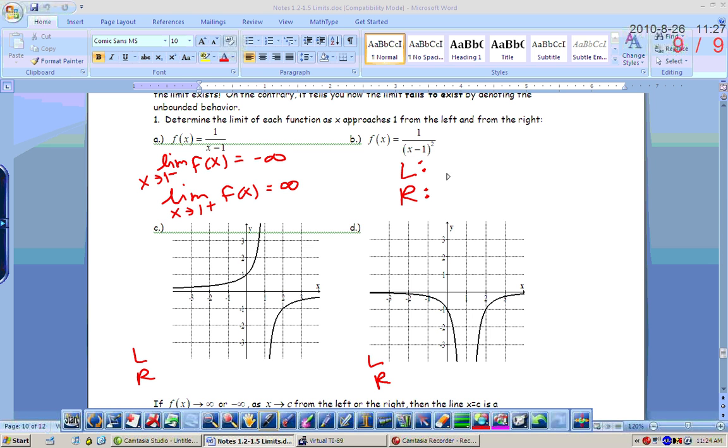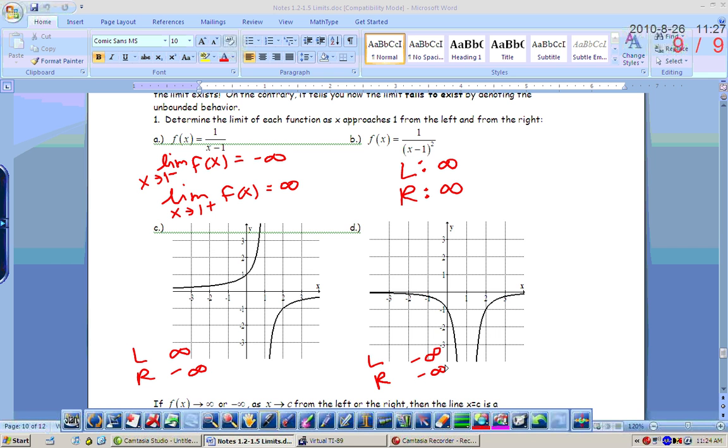Okay, what'd you get for the left limit? Both are positive infinity? Okay, good. All right, C and D, I already gave the graph to you. So on C, as x approaches 1 from the left, infinity, from the right, negative infinity. D, negative infinity, negative infinity.